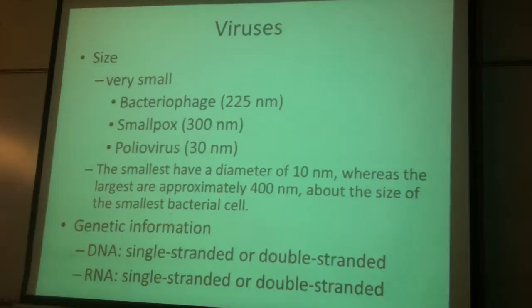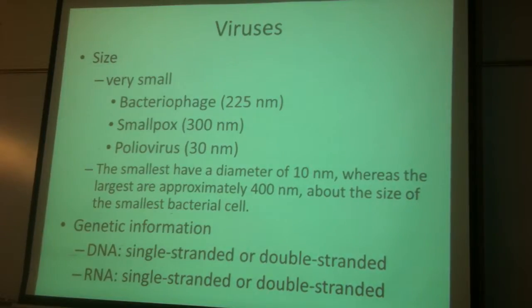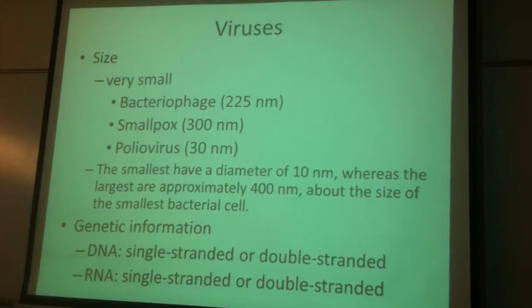Again, their genetic information is either single or double-stranded, DNA or RNA. We used to only think it was DNA. Finding those RNA ones has been kind of entertaining. They're called retroviruses. And usually if they have RNA as their genome, they also come with an enzyme called reverse transcriptase.